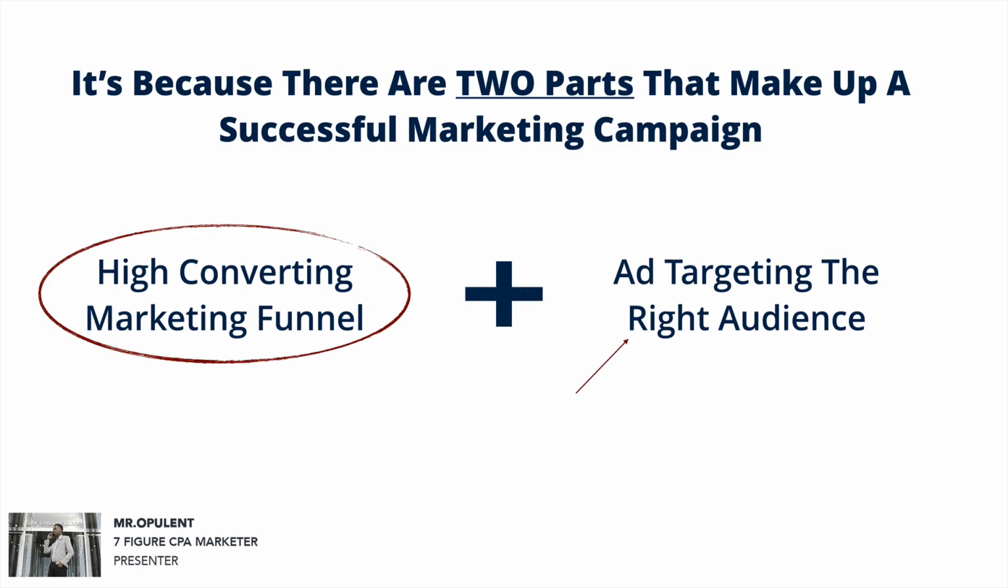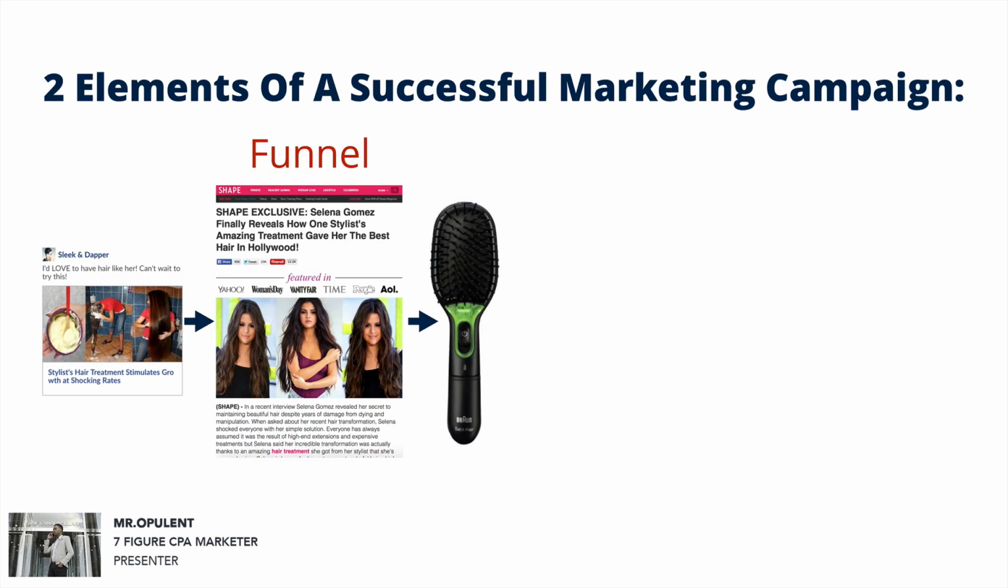It's because there are two parts that make up a successful marketing campaign. First of all, you need a high converting marketing funnel, but in addition to that, you need to make sure that you have an ad that targets the right audience. That's the second big key thing. So let's say you have an offer to do with hairbrushes. You've got a good ad that you've swiped, a good landing page that you've swiped, and a good offer to do with hairbrushes. This is the funnel you've put together, and you've pretty much taken it from somebody that you know is pushing a lot of volume to this hairbrush offer. You've got a successful funnel.